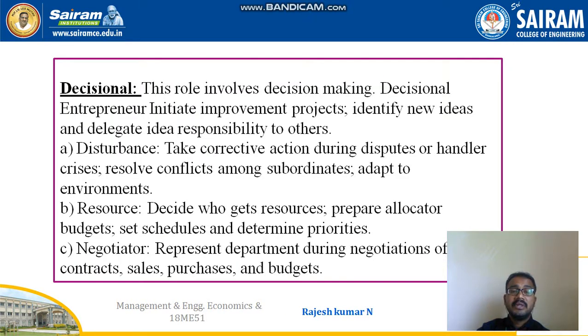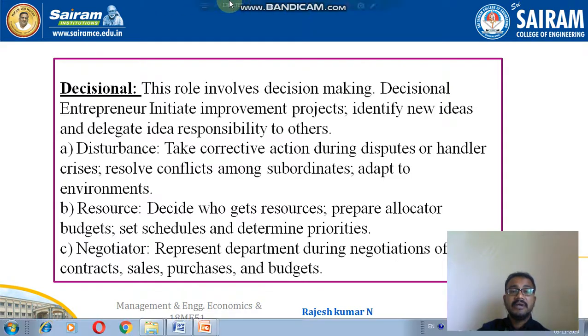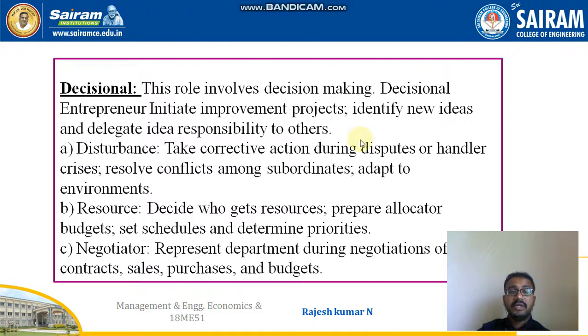And the decisional role involves decision making: the entrepreneur initiates improvement projects, identifies new ideas, and delegates new idea responsibility to others. So it includes disturbance handler, resource allocator, and negotiator. The disturbance handler takes corrective action during disputes or handles crises, resolves conflicts among subordinates, and adapts to the environment. The resource allocator decides who gets resources, prepares budgets, sets schedules, and determines priorities. The negotiator represents departments during negotiations of union contracts, sales, purchases, and budgets.